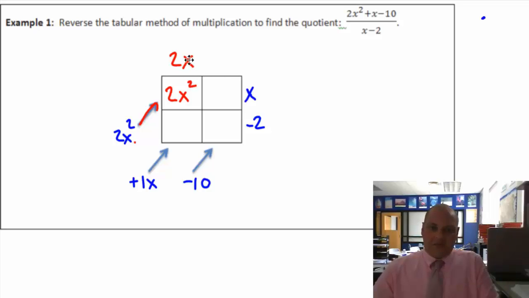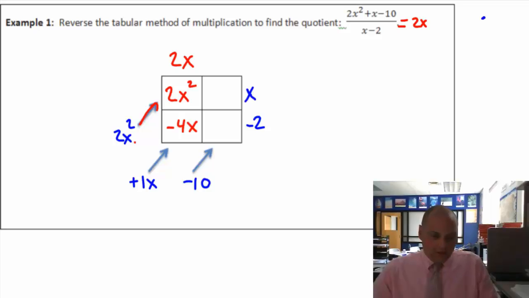I already got the first part of my quotient. I already know this is going to be equal to 2x plus or minus something. All right, well, once you know this is 2x, and this is a negative 2, now I know this is negative 4x.